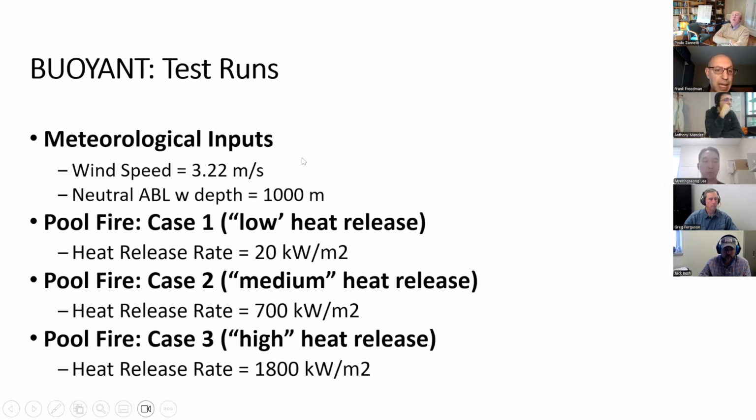Then there's a pool fire setup, as we had with the FDS case with the CFD, where I chose a low heat release case, a medium heat release case, and a high heat release case, ranging from 2,700 to 1,800 kilowatts per meter squared. The hotter the fire, the more likely it is to rise above the boundary layer. The lower the heat release, the less likely. That's the anticipated result, but what are the actual numbers in terms of the quantity of mass above the boundary layer top?